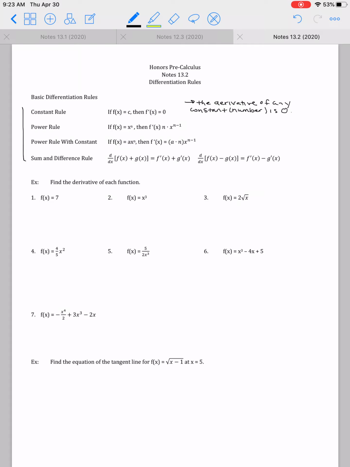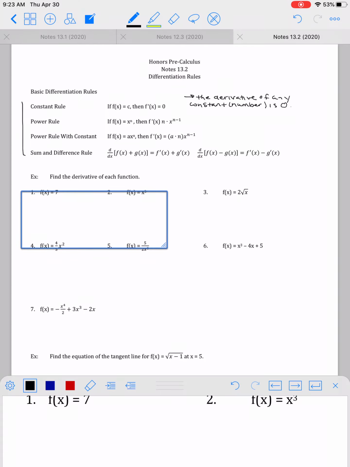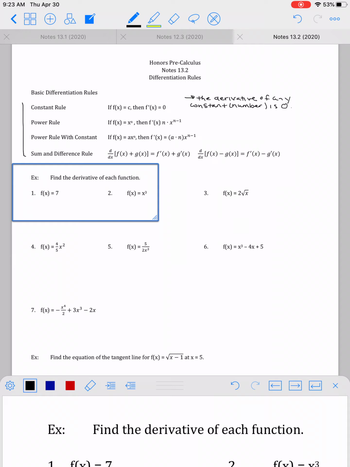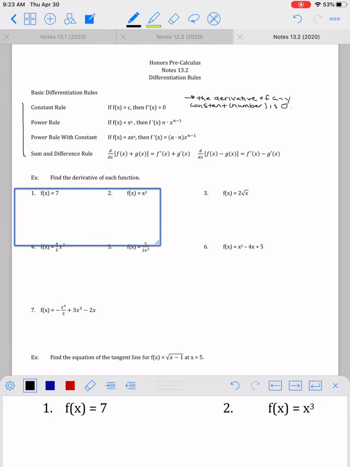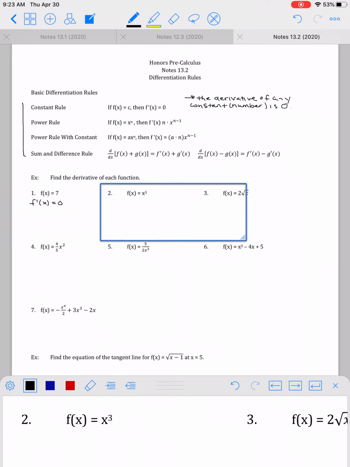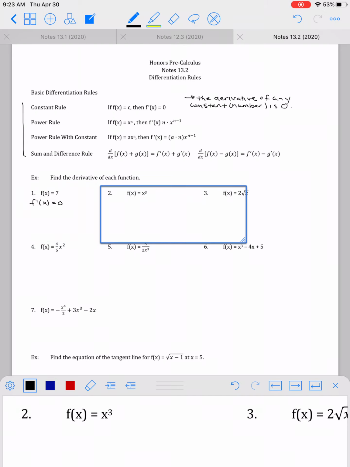So when we start, we're going to look at this first one. It says f of x equals 7. That's a constant function. So f prime of x, which is my derivative, is 0. No work required. So I'm sure you're probably applauding me quite nicely. I would have loved to have seen that in person.